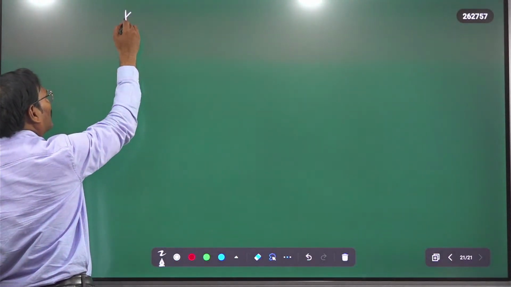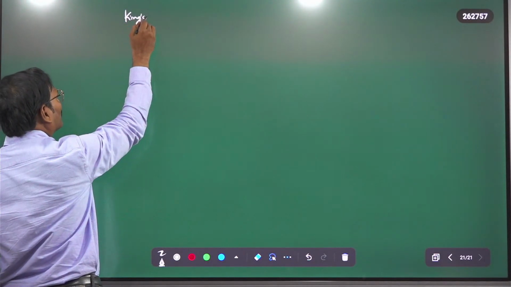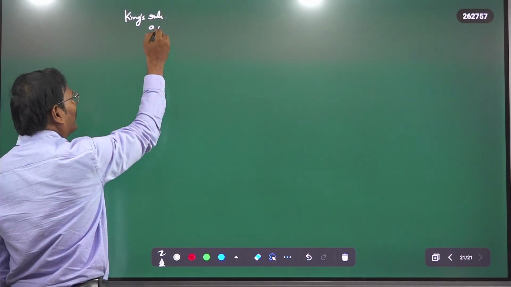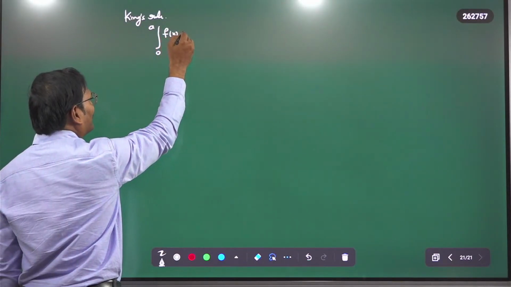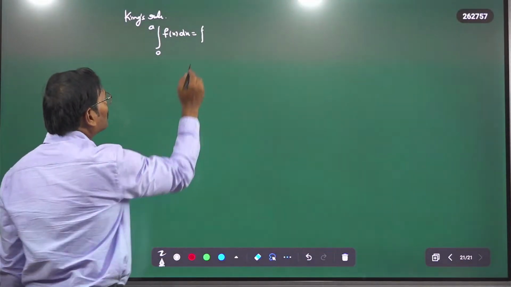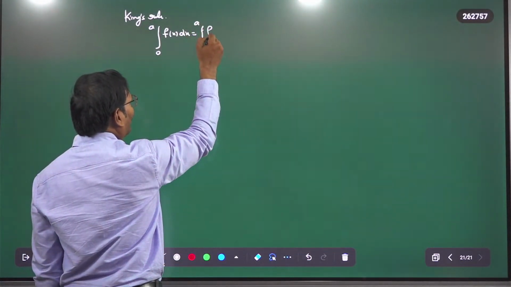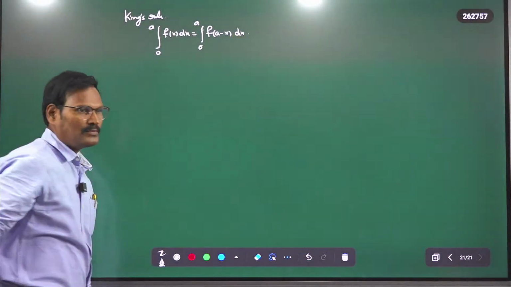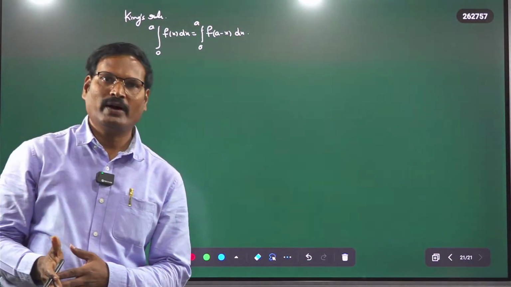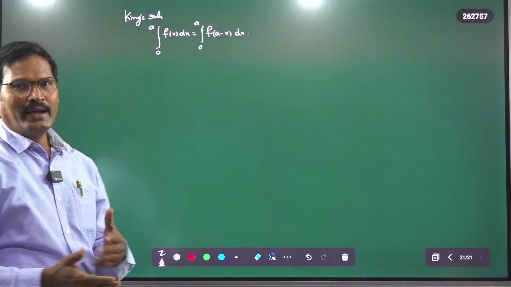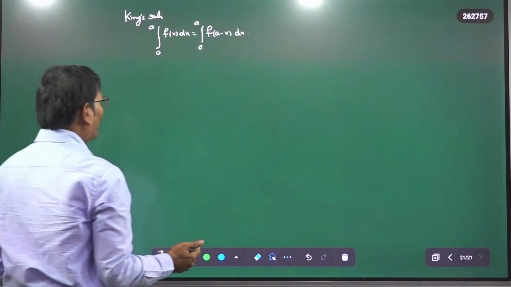This is also called King's rule and it is very important. Integral 0 to a f of x dx is equal to integral 0 to a f of a minus x dx. This is King's rule. This is very important. We can use this property in many problems. Now I am going to prove this.